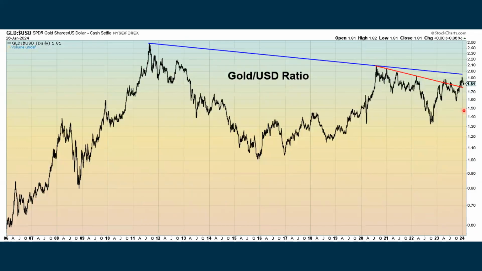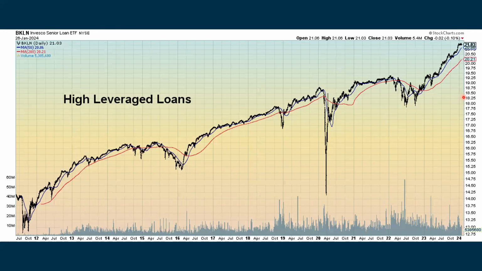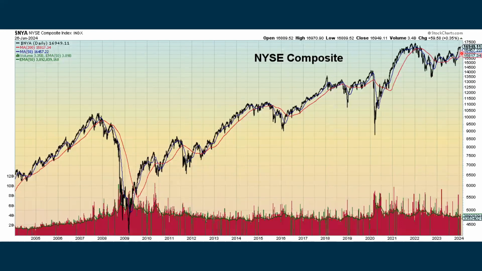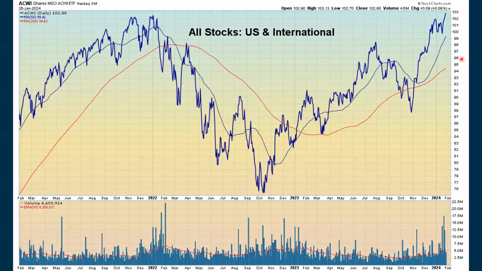We're also seeing gold pulling back compared to the dollar as the dollar's been bouncing and gold is showing some weakness. High leverage loans continue to be very strong and are in a pretty solid uptrend. NYSE composite, which is a broader measure, continues to be in an uptrend. That's positive in the bigger picture.